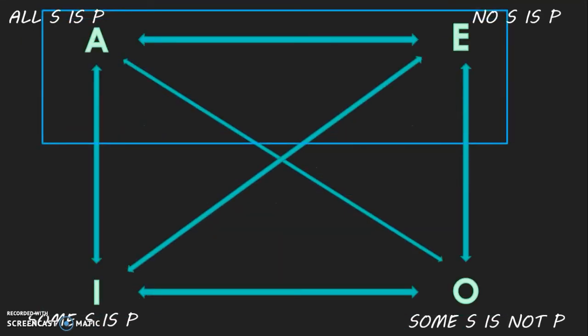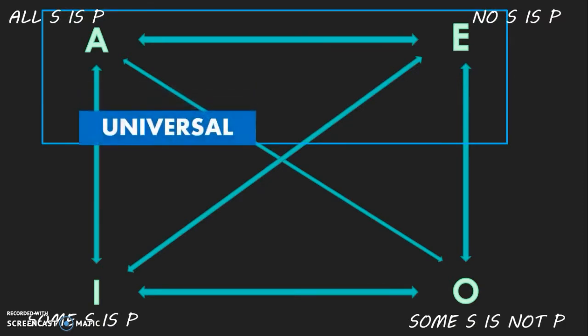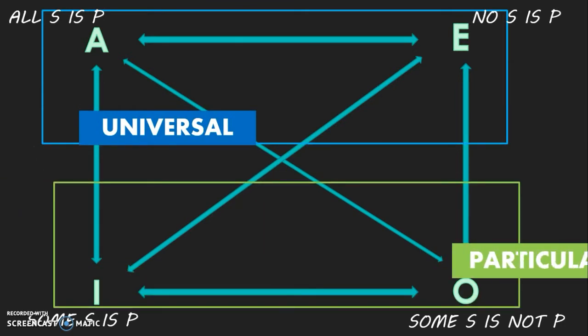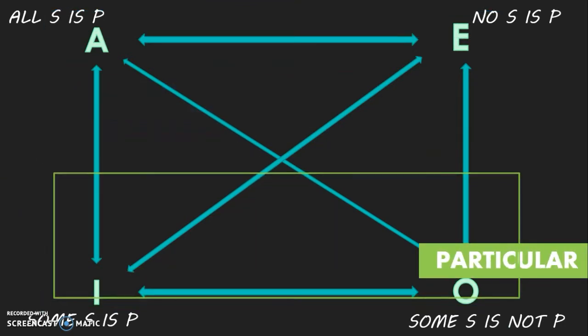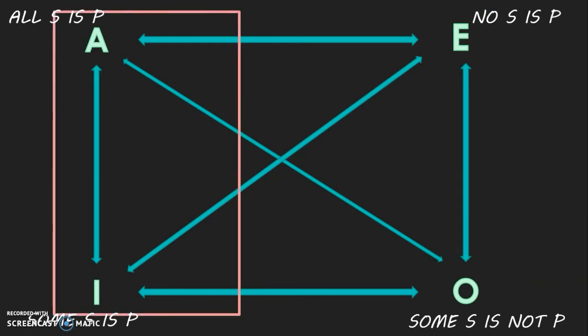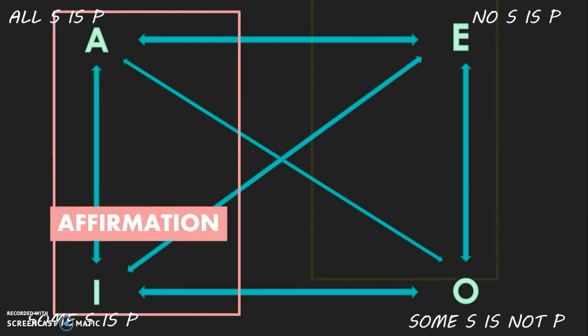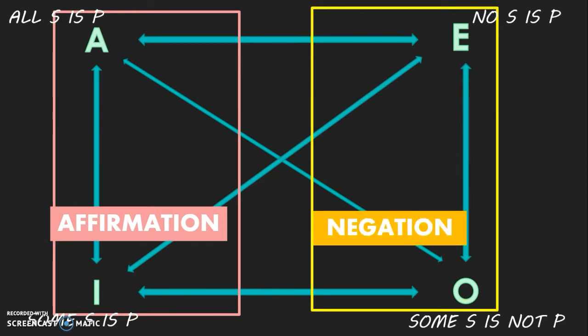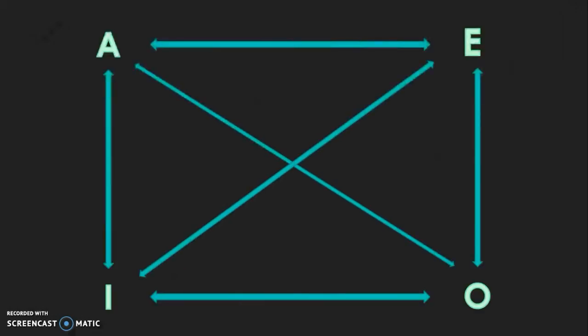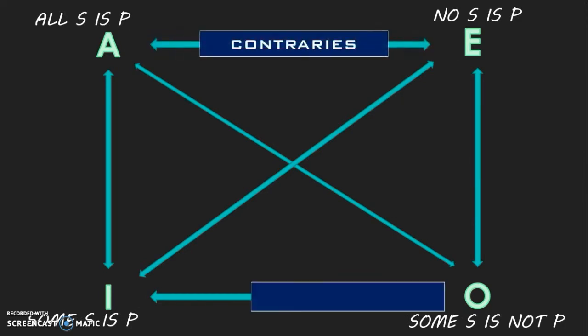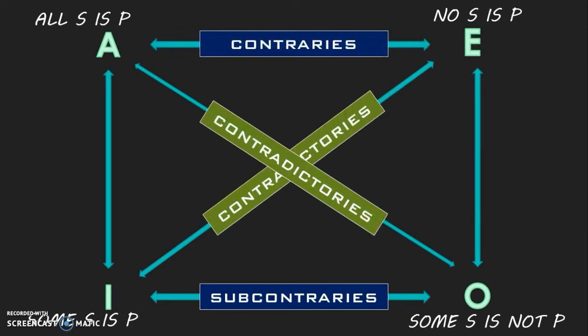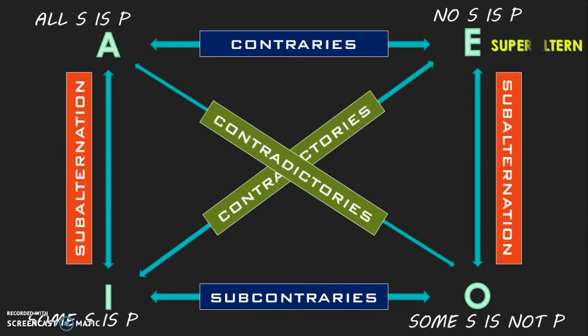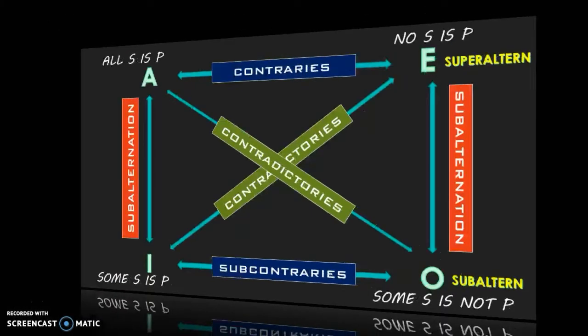Okay, in this square of opposition, I will divide it into two parts. First part is universal, and second part is particular. I will divide it again into two parts. First part is affirmation and second part is negation. In this square of opposition, we will discuss contraries, sub-contraries, contradictories, subalternations, superaltern, and subaltern.